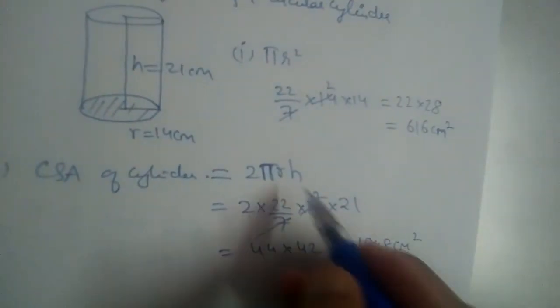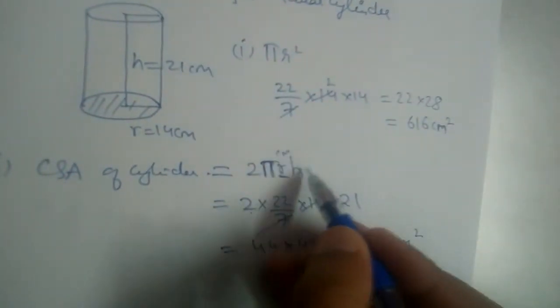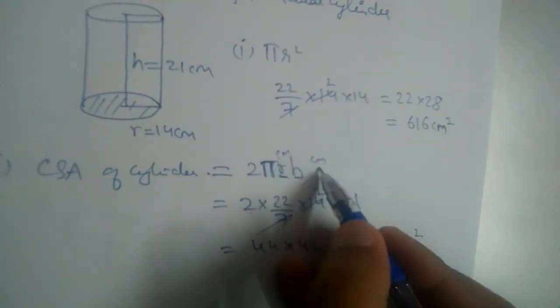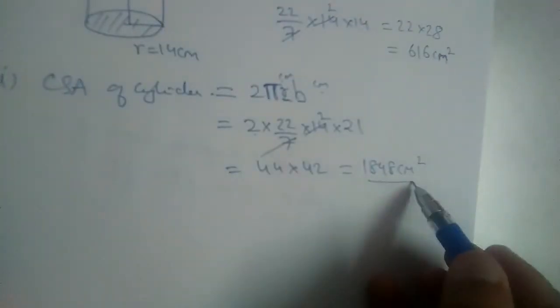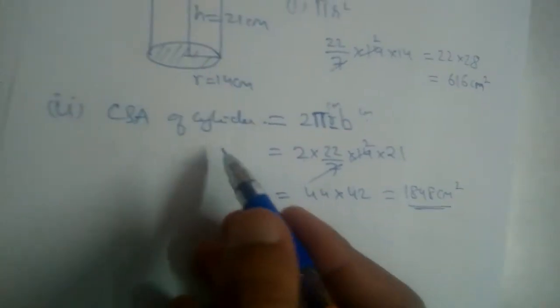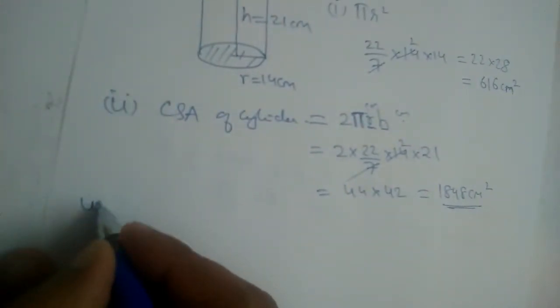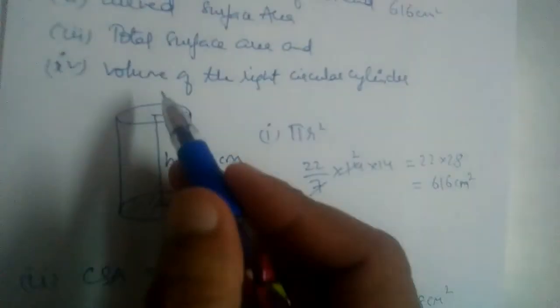Okay, see the dimension. See, r is in centimeter, right? Height is also in centimeter, so centimeter will give us centimeter square. So this is CSA of cylinder. Alright, so the third bit is total surface area.